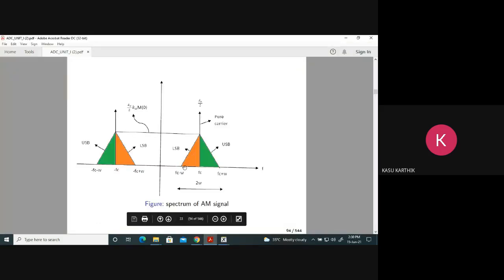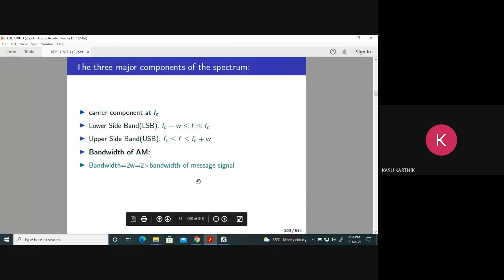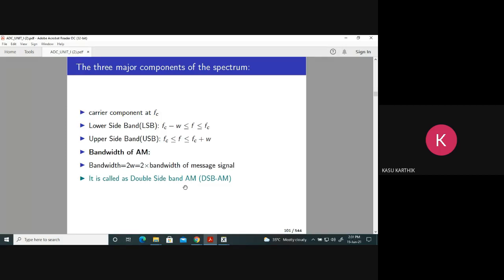Here it is enough to transmit just one sideband, because each sideband has a bandwidth of W, equal to the bandwidth of the message signal, so each sideband contains the entire information about the message signal. So that is one of the drawbacks of AM, and that's why you need twice the bandwidth of the message signal. It is also called double sideband AM. Simply you can say AM, or you can call it double sideband AM, because it has 2 sidebands, upper sideband and lower sideband.